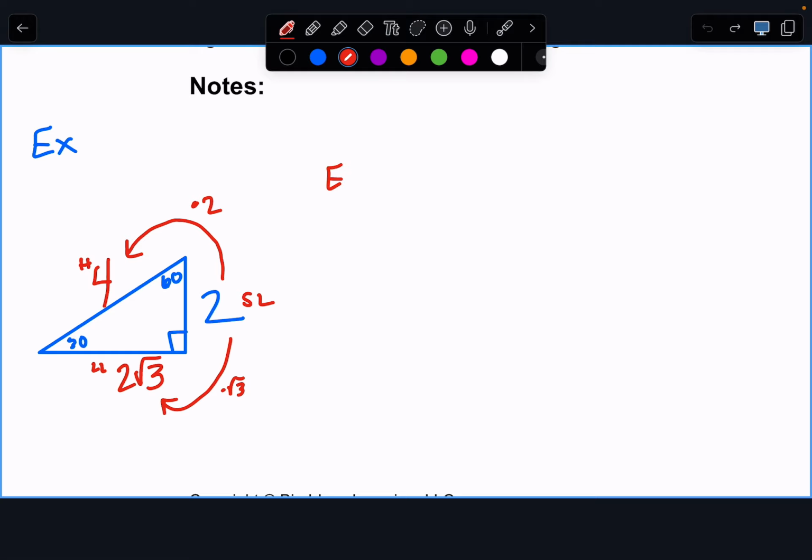All right. Now, honestly, when you get the short leg, easy peasy. Okay? Let's look at what happens when we get maybe a different piece.